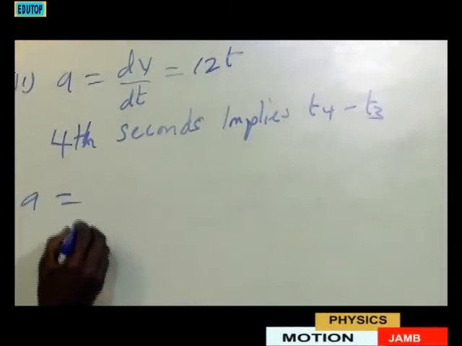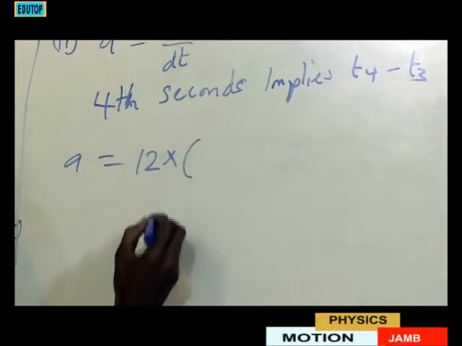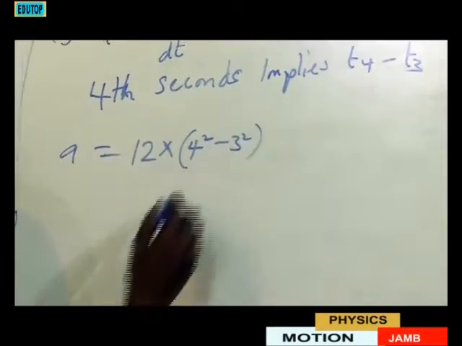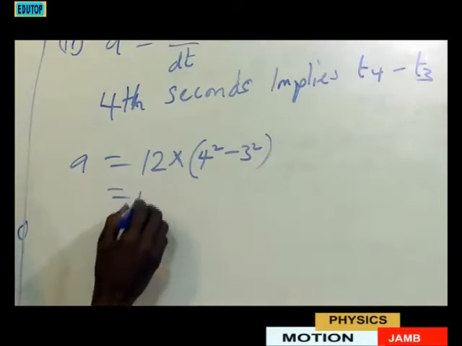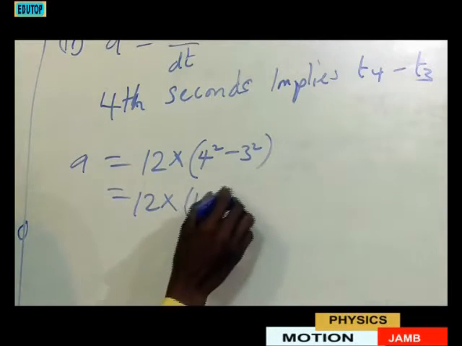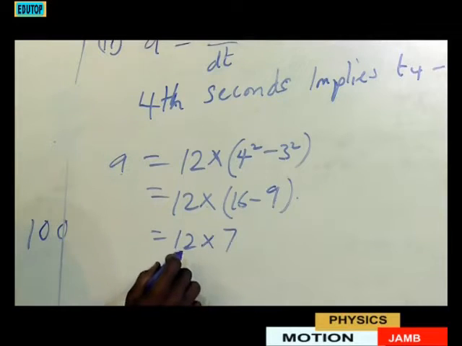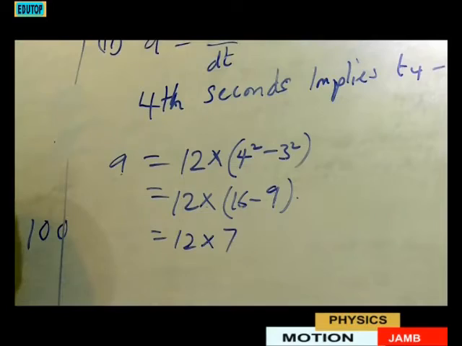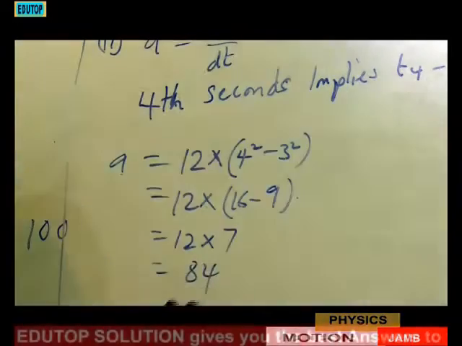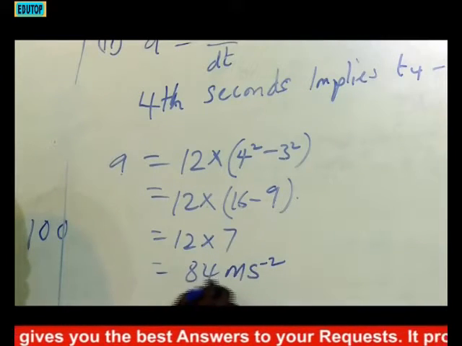So the acceleration will now be equal to 12 times bracket 4 squared minus 3 squared, which is going to be 12 times 16 minus 9. If we remove 9 from 16, we have 7. Multiply 12 by 7. What we are having in this place is 84. This is acceleration, meter per second squared.